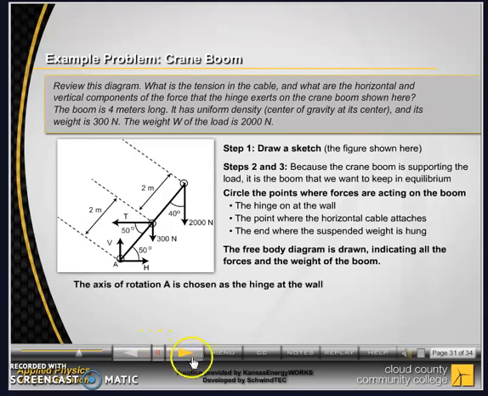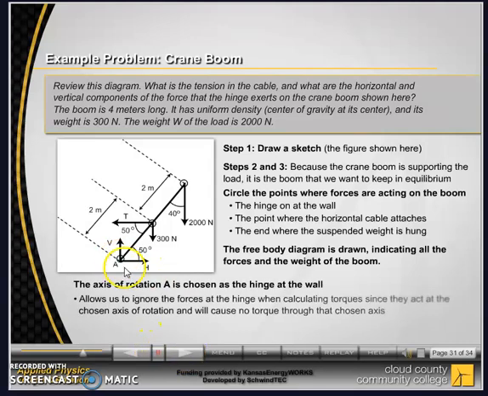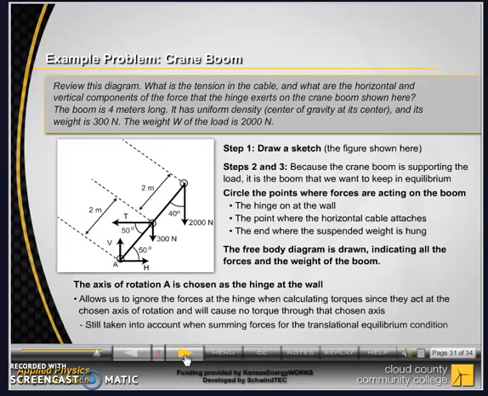The axis of rotation is chosen as the hinge at the wall. This choice allows us to ignore the forces at the hinge when calculating torques, since they act at the chosen axis of rotation and will cause no torque through that chosen axis. However, those forces must still be taken into account when summing forces for the translational equilibrium condition.